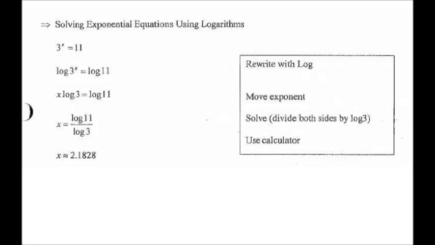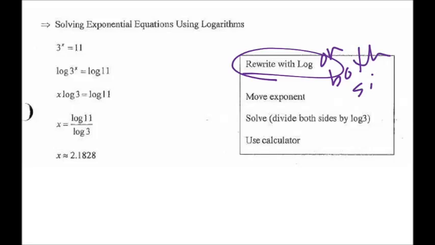To find it, you will rewrite it with log on both sides. You're going to add log to the left and the right. Then you're going to move the exponent down to the front. So this x had to come down here and became x log 3 equal log 11. Then you're going to divide to get x by itself.